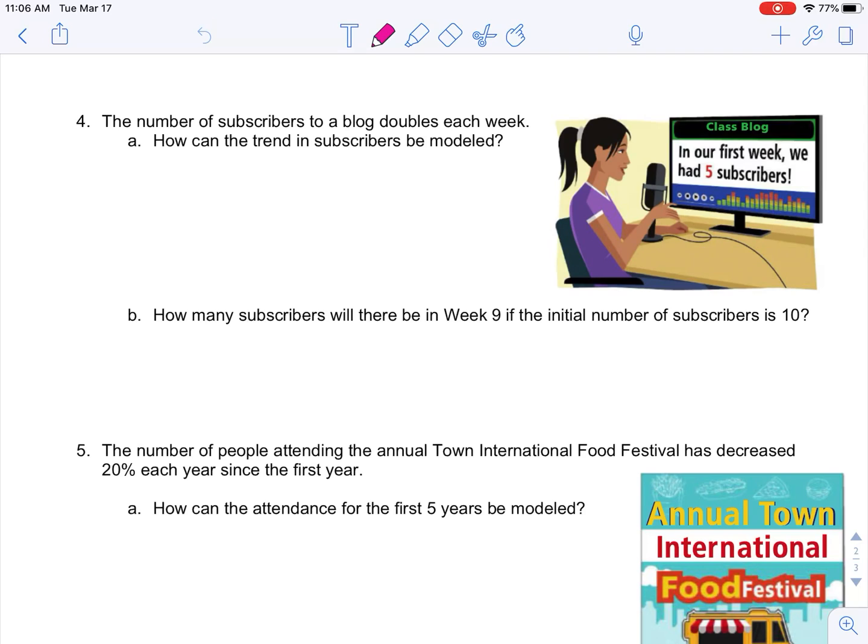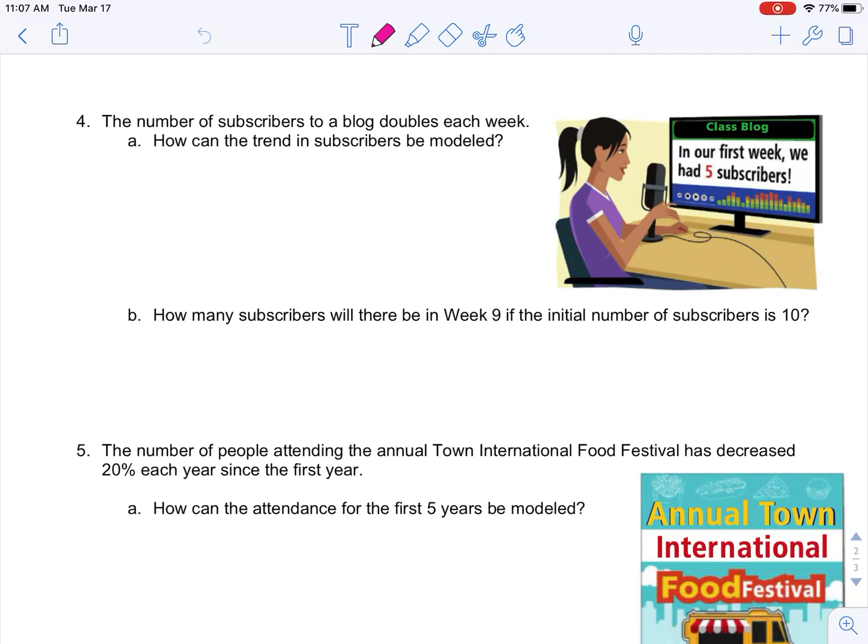All right, so in part one of 6.4's video, we talked about geometric sequences. In part two's video, we're going to talk about word problems using geometric sequences. So let's look at number 4. The number of subscribers to a blog doubles each week. How can the trend in subscribers be modeled?